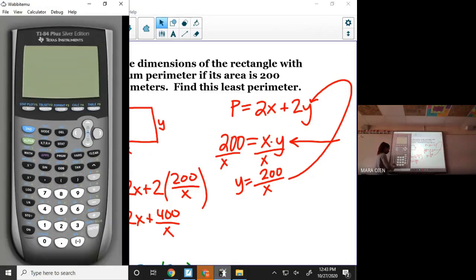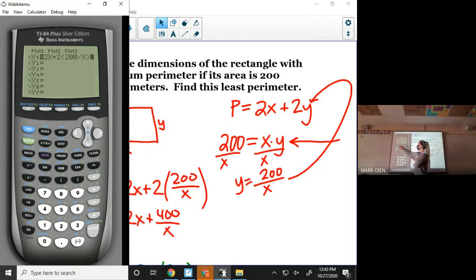Okay, so I'm going to go to my calculator, and I'm going to try and graph this equation. So I'm going to graph 2x plus 2 times 200 over x. I know I'm going to have to adjust my window, so we'll adjust that in just a second. So I've got that on there.